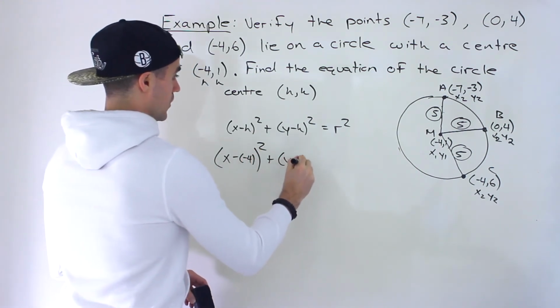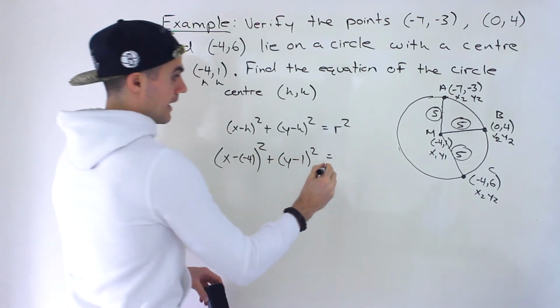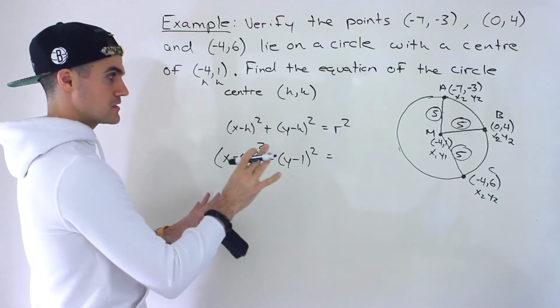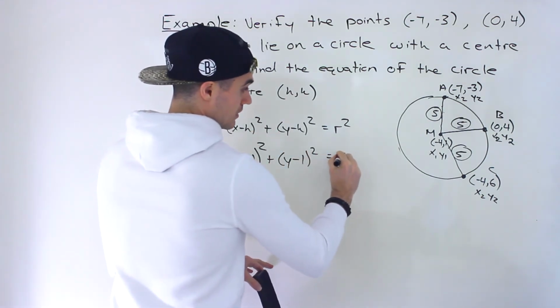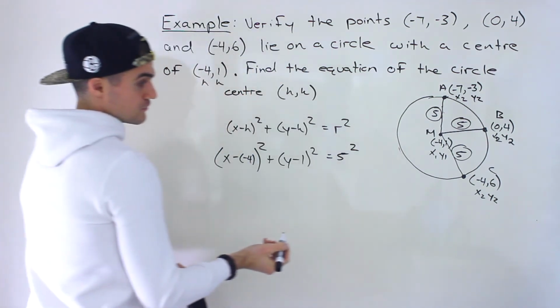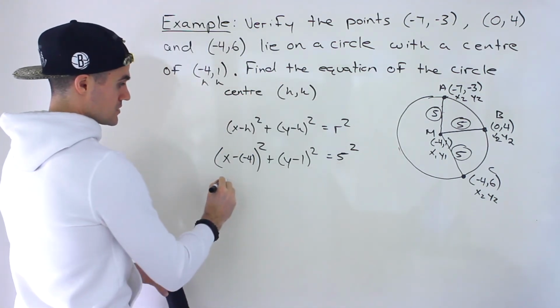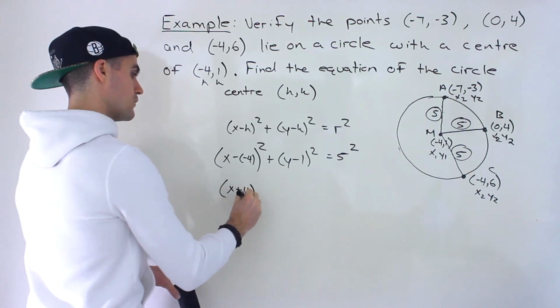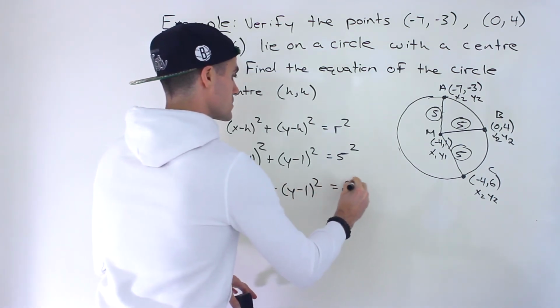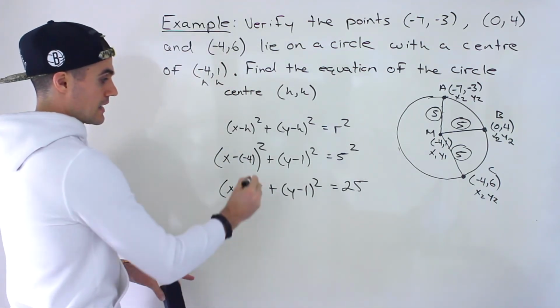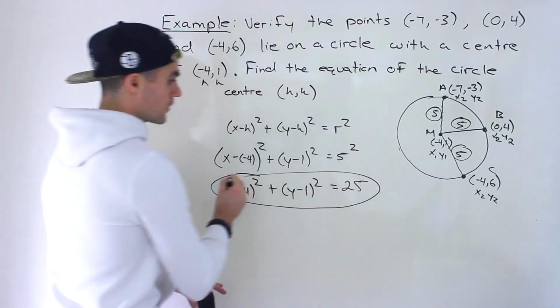So we'd end up with x minus negative 4, be careful with the brackets over here, plus y minus 1 squared. And then there's 2 ways to go about this to get the equation. We already know what the radius is, so we could just plug in a 5 for the radius, right? So this would end up being x plus 4 squared plus y minus 1 squared equals 25. Okay, so that's the equation right there.